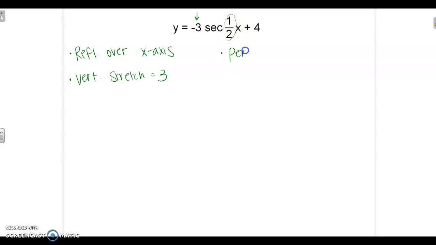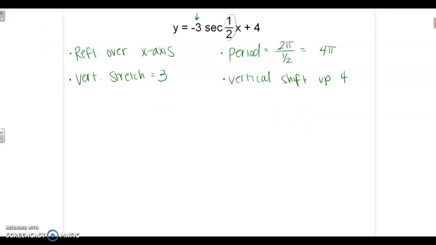So to find our period, we're going to take 2 pi and divide it by 1/2, which is the same as multiplying by 2 over 1. So our period should be 4 pi. The plus 4 at the end we know is a vertical shift, so it's going to move up 4 units. There's no phase shift in this case.